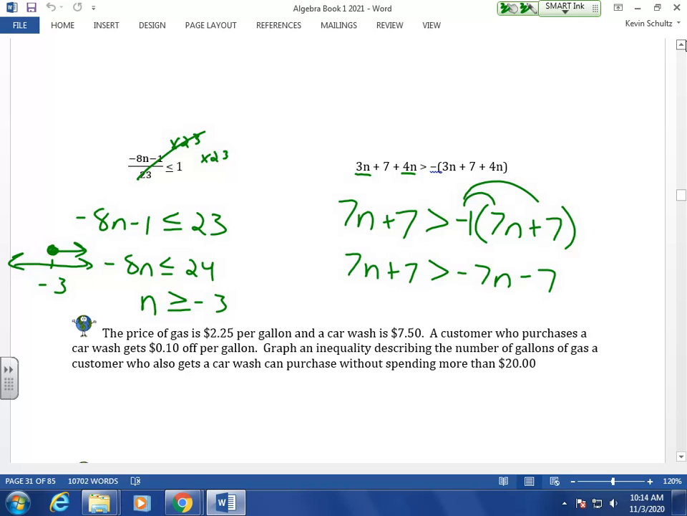Okay, it'll make our lives easier to add 7 to both sides, and I'm going to run out of room here. So on the right side, that cancels out. On the left side, I'll continue it just up above. 14n plus 7 is greater than negative 7. Two-step inequality, move our constant over to the right side by subtracting 7. So we get 14n is greater than negative 14. Divide by our coefficient. We get n is greater than negative 1.